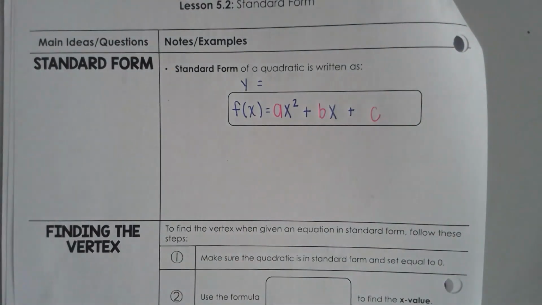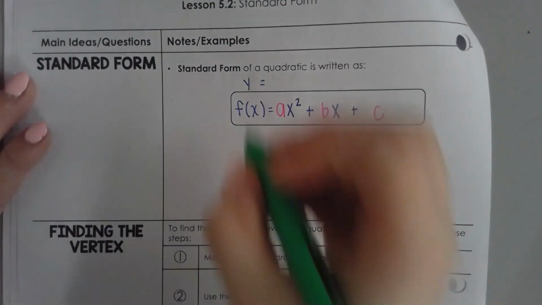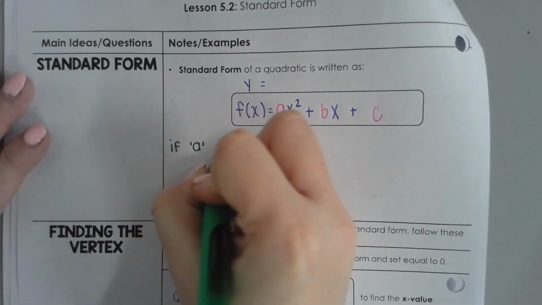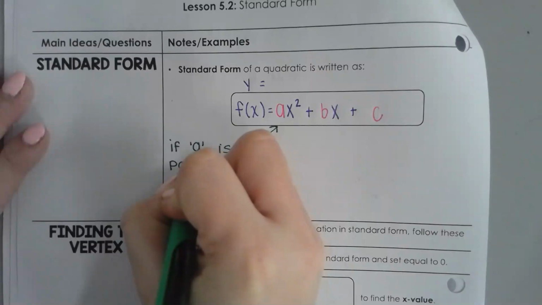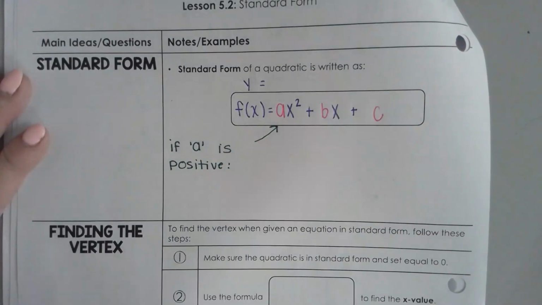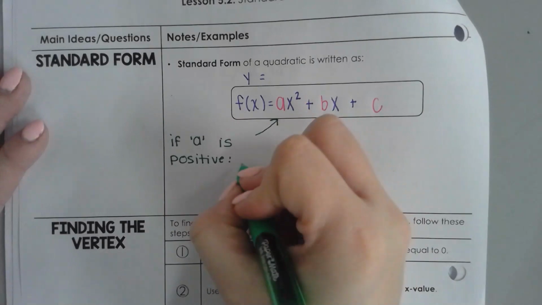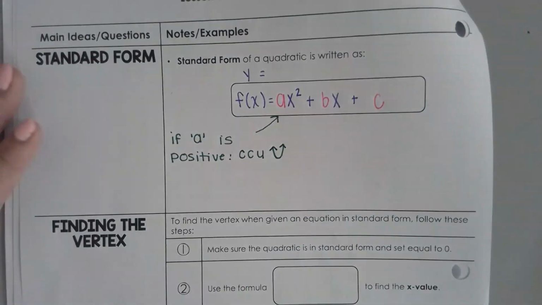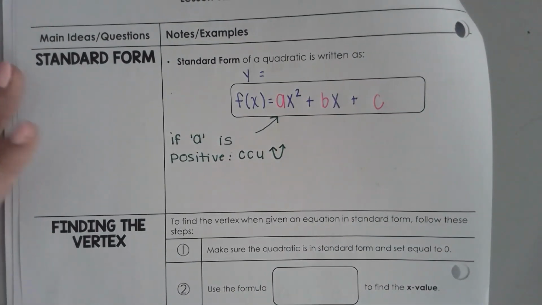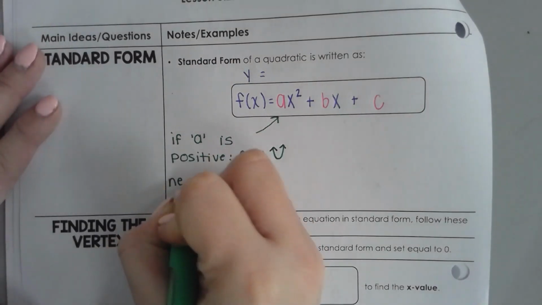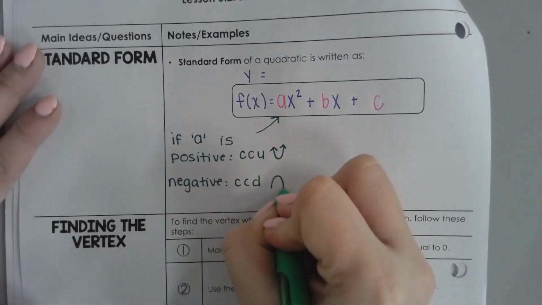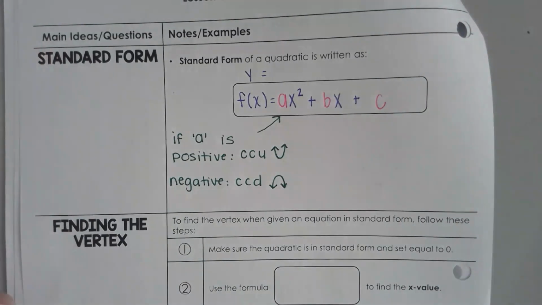Now some things about a is, if a is positive, that means that your parabola is concave up. Looks like that. So if you have a positive a value, a positive in the front, it's concave up. If a is negative, it's going to be concave down, like a frown.